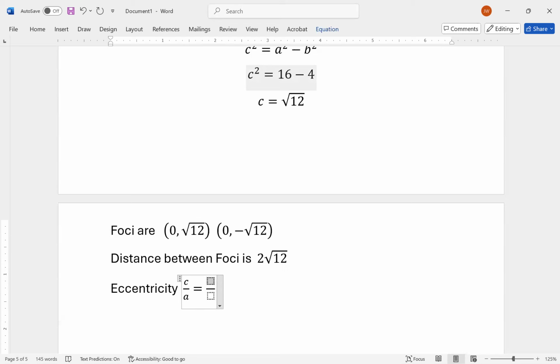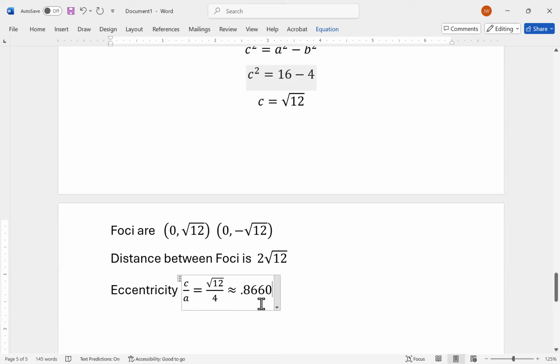Lastly, the eccentricity would be the square root of 12 divided by 4. And when I type that in on my calculator, so square root of 12 is the C, the A is the 4. I get about 0.8660. I'll go out to 4 decimal places, even though we probably don't need to. But there you go. That's how to find all those features.